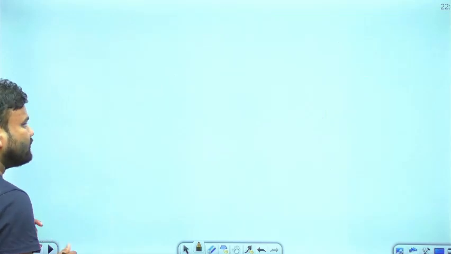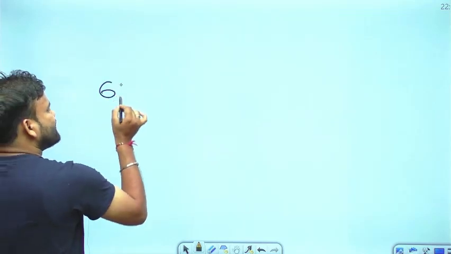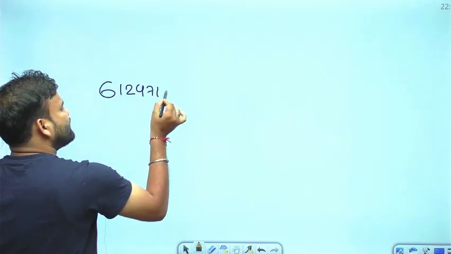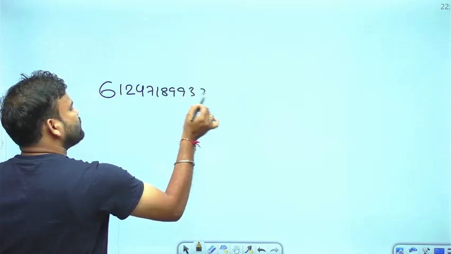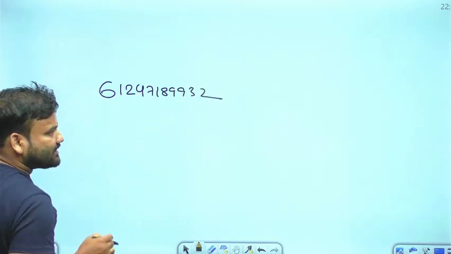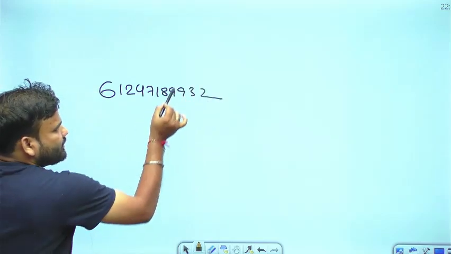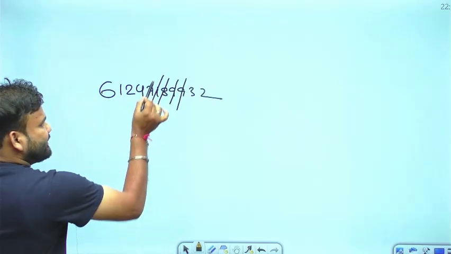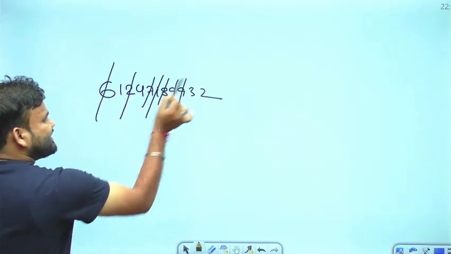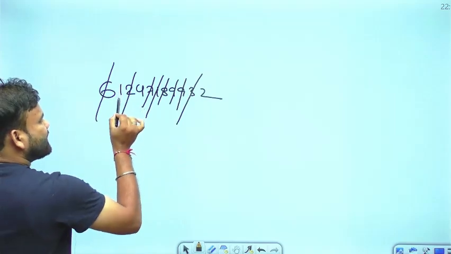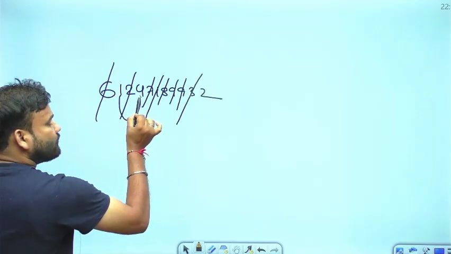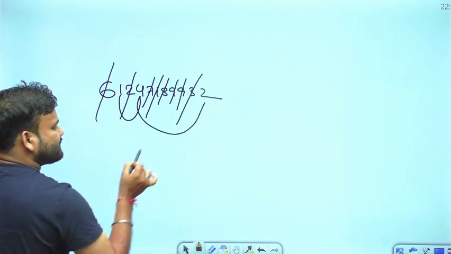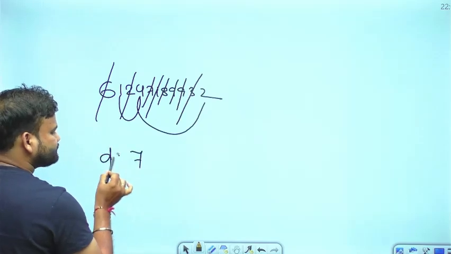Why is it helpful? Achha, tell me what is the digit sum of 1, 2, 4, 7, 1, 8, 9, 9, 3, 2? Let's check this out. So what we will be doing? 9 and 9 eliminated. 8, 1, 9 eliminated. 7, 2, 9 eliminated. 6, 3, 9 eliminated. So 1 plus 4 is 5. 5 plus 2 is 7. So the digit sum will be 7.